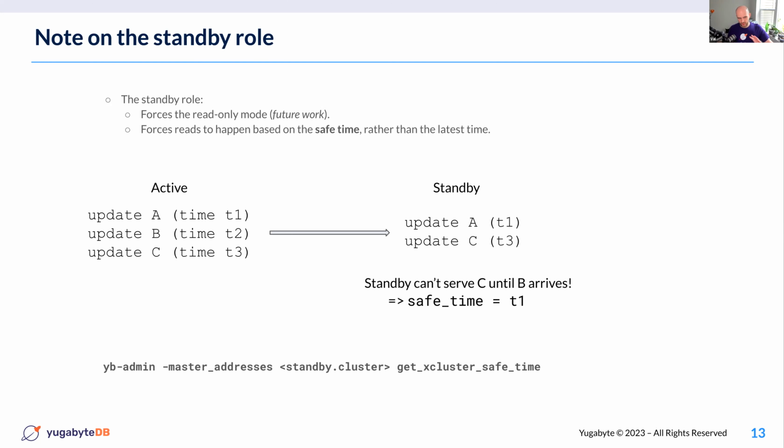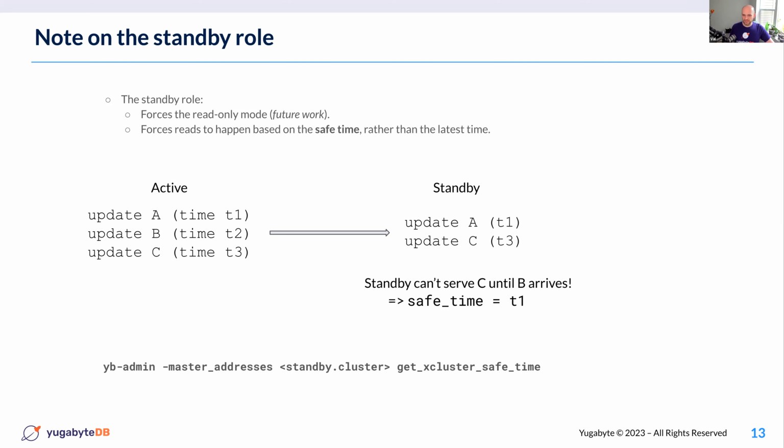So until the standby receives the update B, we cannot actually serve the update C, because in this case, it will break the global ordering that we want to preserve, right? Which means that we can only serve the data that the standby received at the point in time T1 or before that, right? So that is what we call safe time.